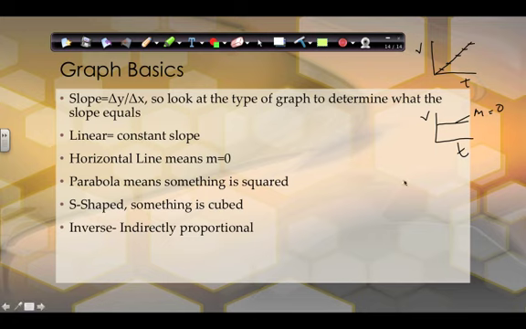Now, you won't just see these types of graphs. You might see something that looks like this. If you see something like this, that means that somewhere in your equation, something is being squared. So if you have an equation where a variable is squared, this is what you're going to see. You could also see a graph that looks like this, where it kind of levels off at the end, and that means that something in the equation is being cubed.